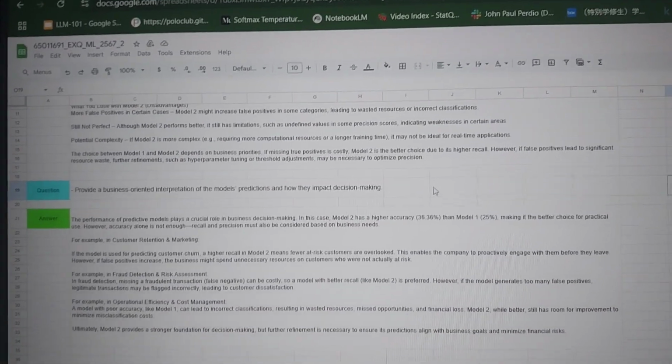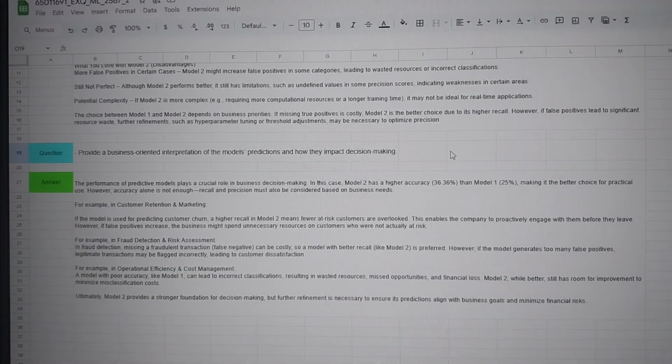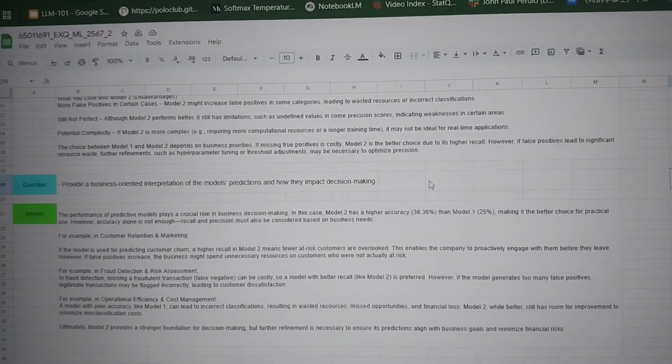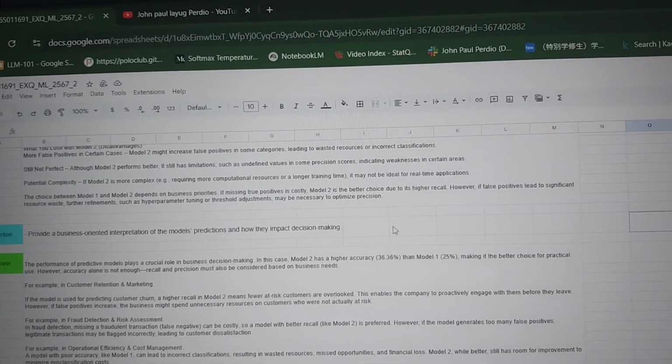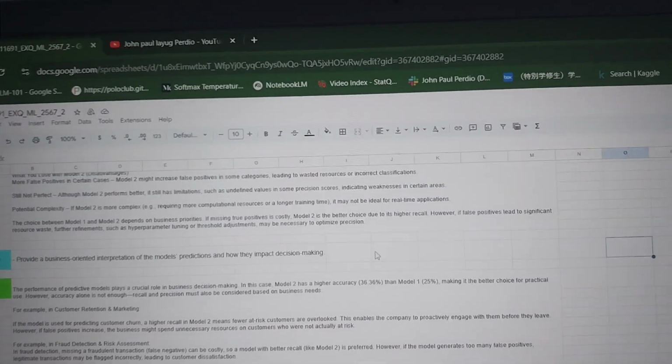But overall, model 2 provides a stronger foundation for decision making, but there needs to be further refinement to ensure its predictions align with business goals and minimize financial risks.